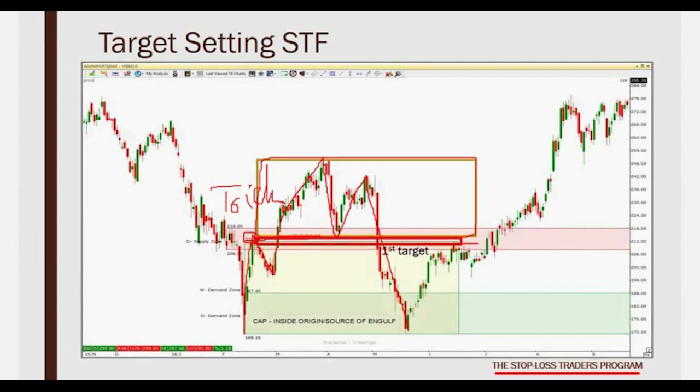Okay. So we know that there is a BUFL, there is a source of engulf, and it is fresh. So these all are adding to my odds, right?